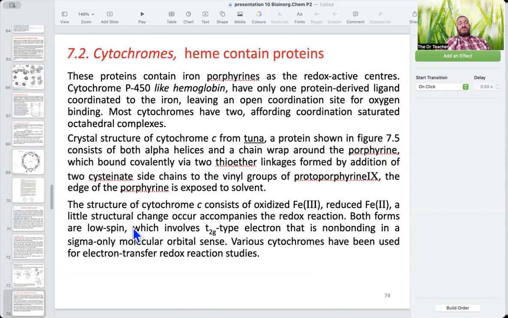Cytochromes, heme-containing proteins. So these proteins contain iron porphyrins as redox active centers. And cytochrome P450, like hemoglobin, has only one protein-derived ligand coordinated to the iron, leaving the open coordination site for oxygen binding. So most cytochromes have two axial ligands, giving saturated octahedral complexes. These cytochromes are very important.